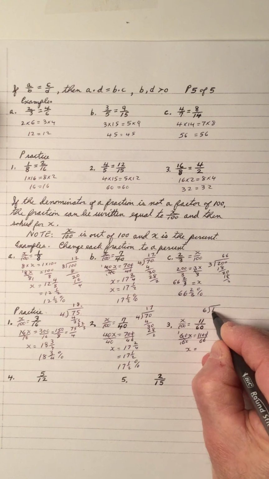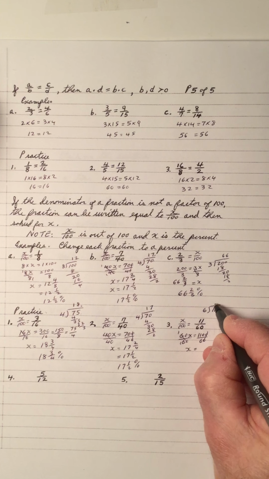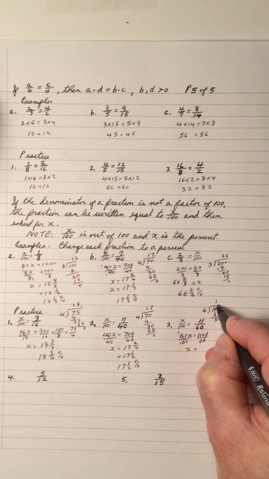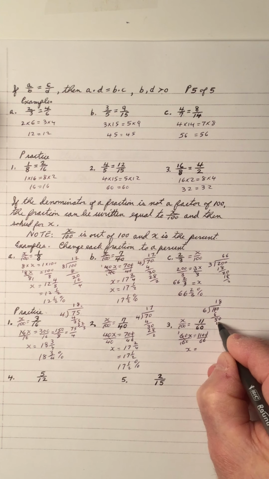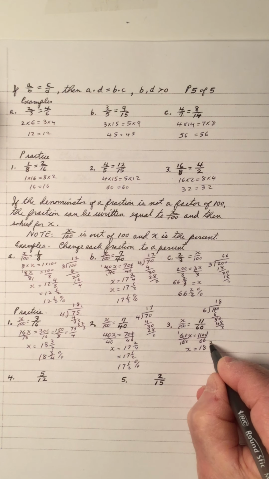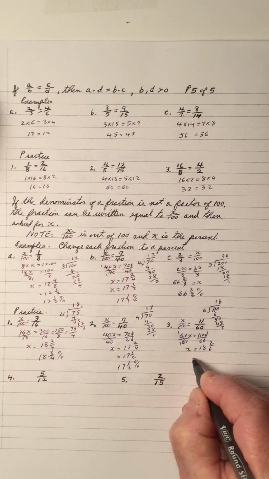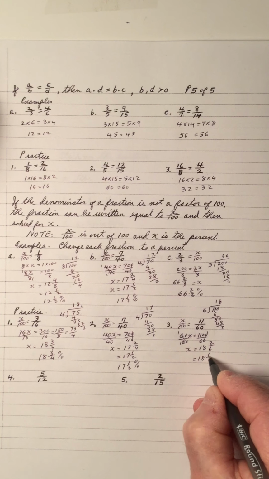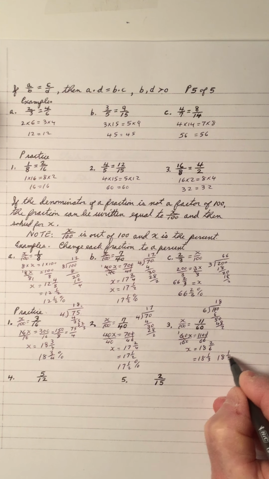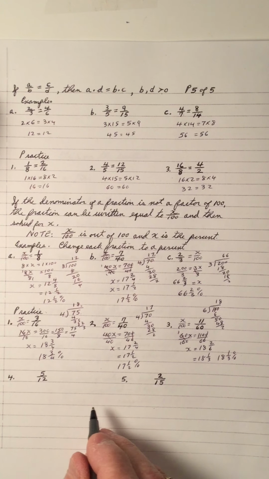So I'm dividing 66 into 110. And that goes once. Subtract, I get a 5, bring down a 0. 6 8s are 48, and you get a 2. So that's 18 and 2/6, which is 18 and 1/3. So as a percent, 18 and 1/3%.